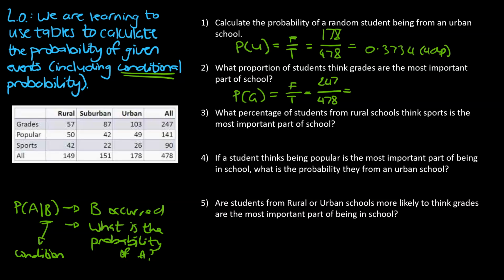We then again put that into our calculator. 247 divided by 478 is 0.5167 to 4 decimal places. So those were the easy questions. Hopefully those are our bread and butters, and we're all confident with those. Now the next one is where we're going to introduce a condition.